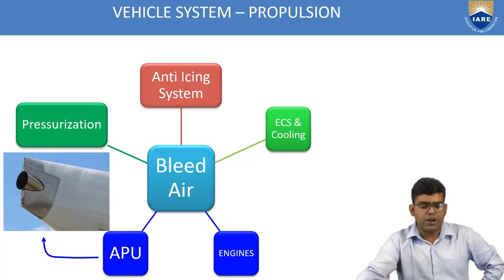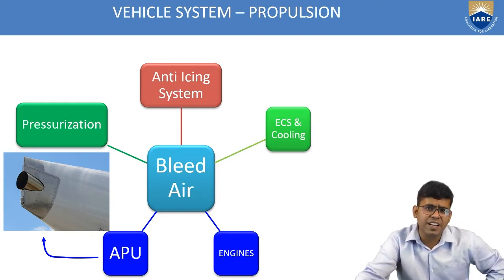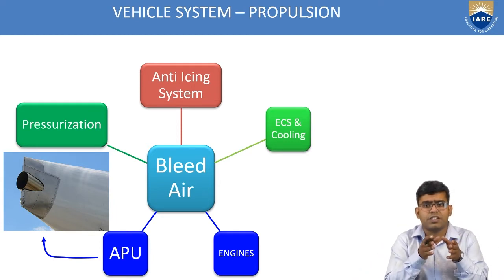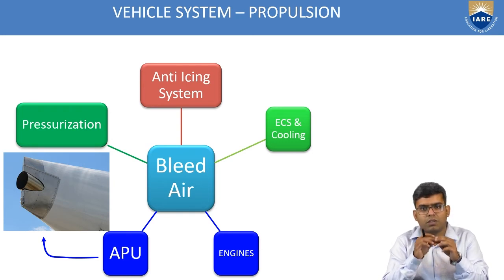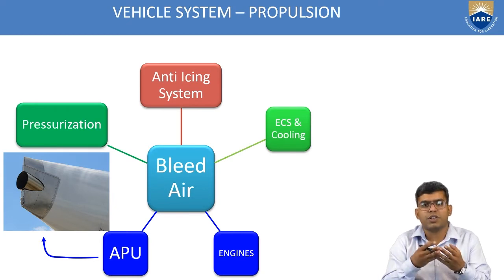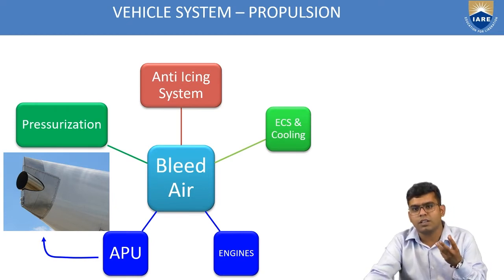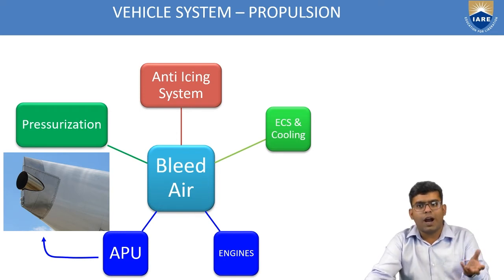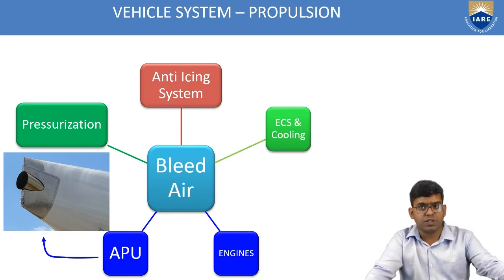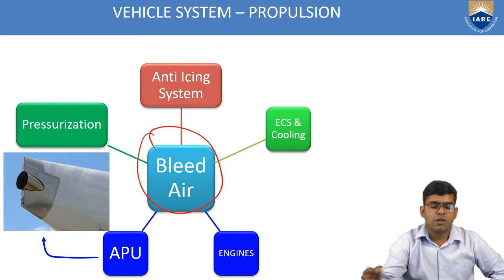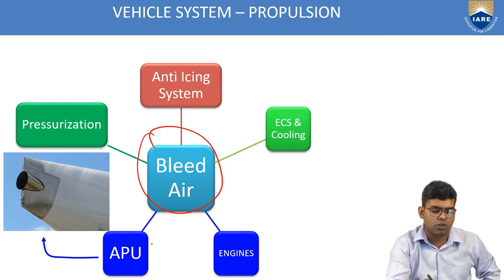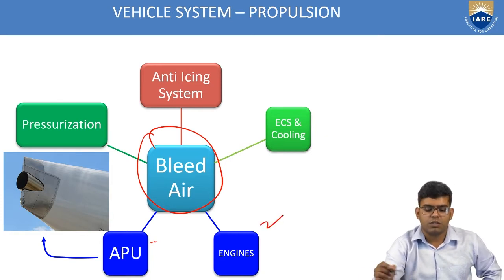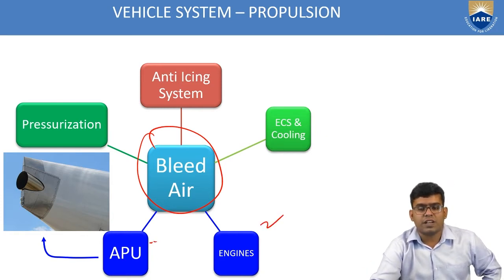So the first thing is the bleed air. Bleed air is air you extract from the high pressure third stage, 10th stage and 13th stage compressors, which is highly pressurized air, to actually use it for other subsystems in an aircraft. So what you see here is that we are getting bleed air from two sources. One is the auxiliary power unit, and the other is the engines. Engines we can extract from the compressors.